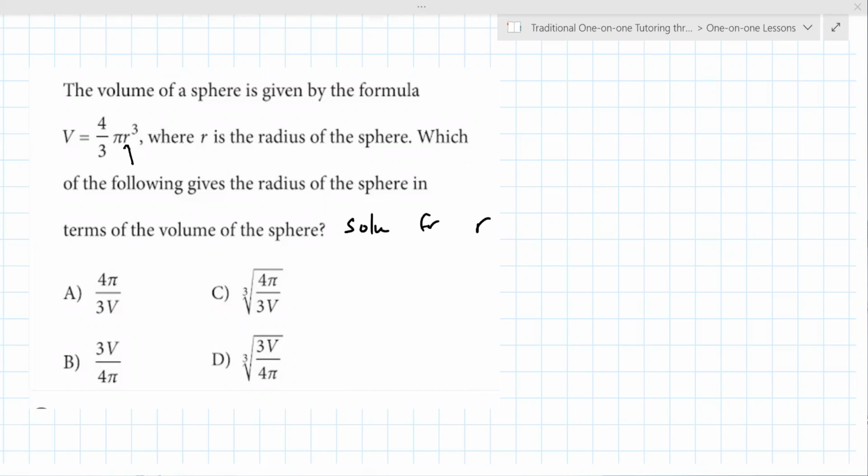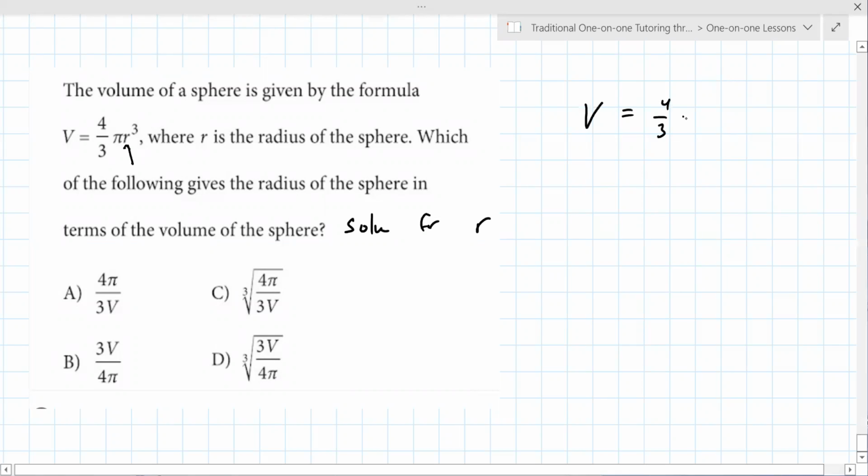I got D, but I might have put the pi and the volume in the wrong spot. Yeah. So what I would tell you to do is clear that fraction first. So D, sorry. You multiply both sides by 3/4, so that gives you 3v over 4. Do you agree with that?